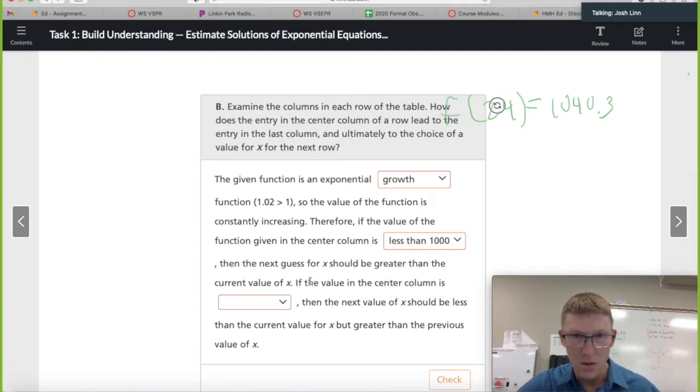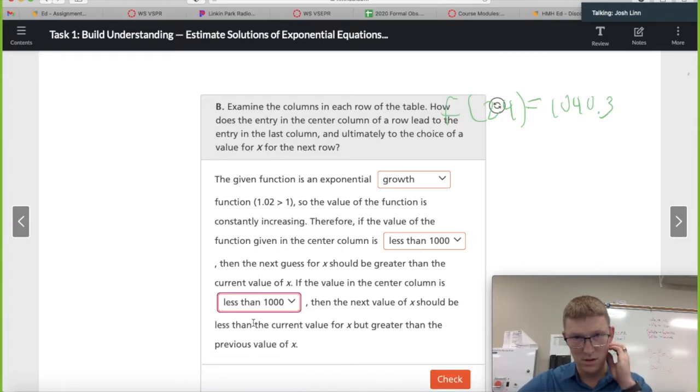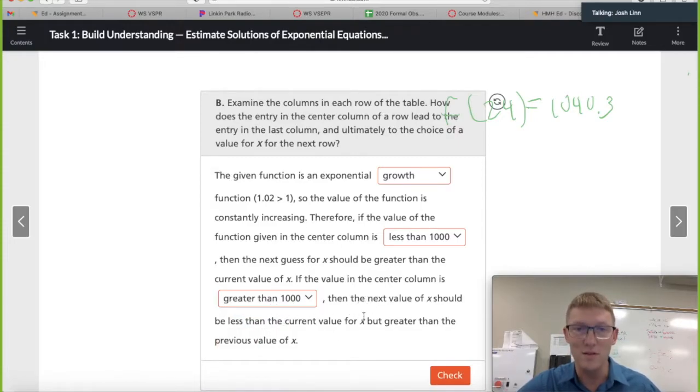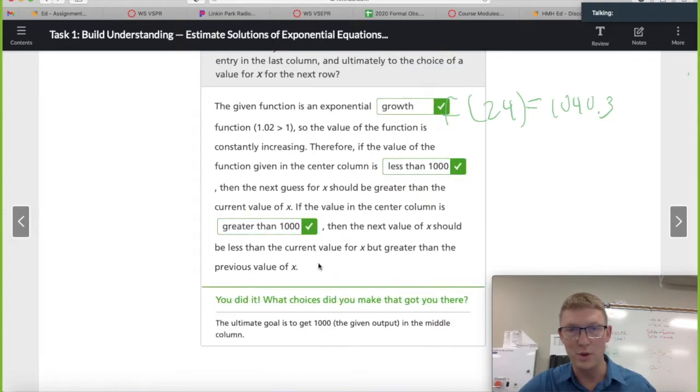Okay. The value in the center column is less than 1000. The value in the center column is greater than 1000, that's what I was looking for. The next value of x should be less than the current value. So again, this is the process that we went through, just being put into words here.